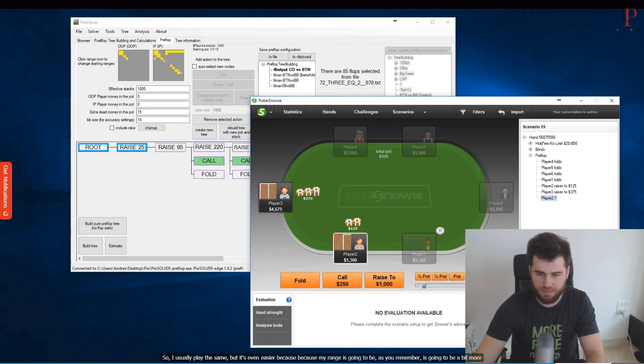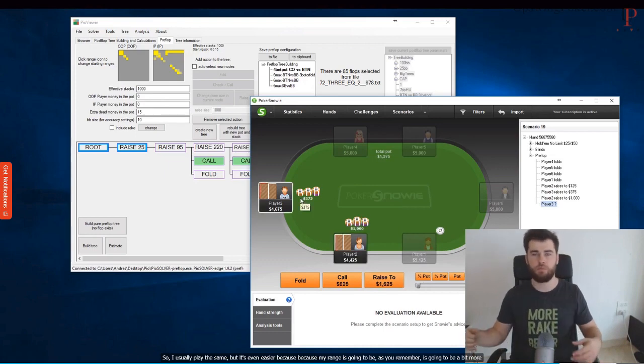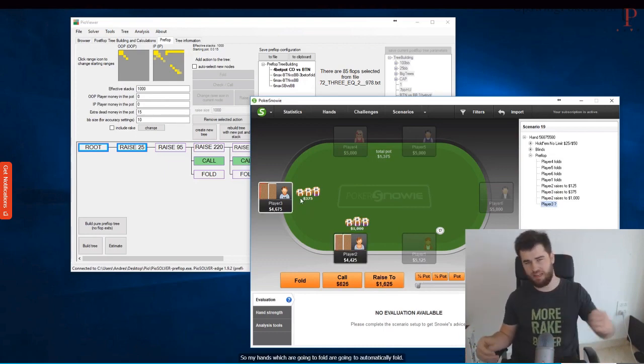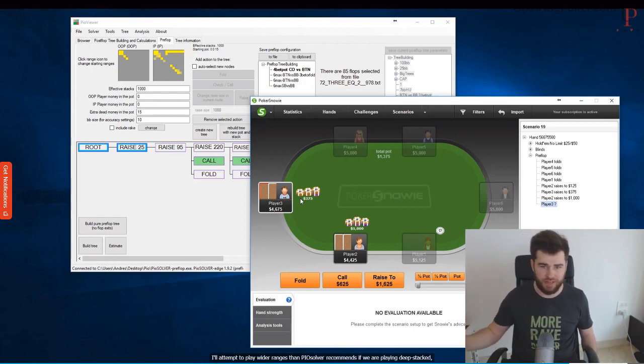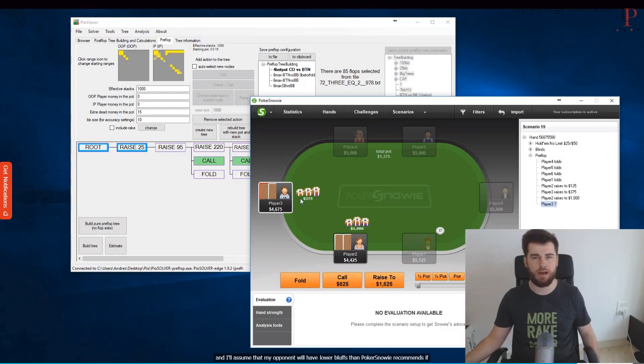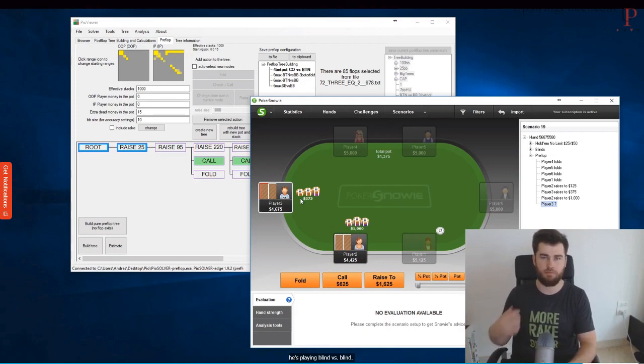So I usually play the same, but it's even easier because my range is going to be, as you remember, a bit more polarized. So my hands which are going to fold are going to be automatically fold, and my hands which are going to call are going to be automatically called. I'll tend to play wider ranges than PioSolver recommends if we are playing deep stack, and I'll assume that my opponent will have lower bluffs than Poker Snowie recommends if he's playing blind versus blind.